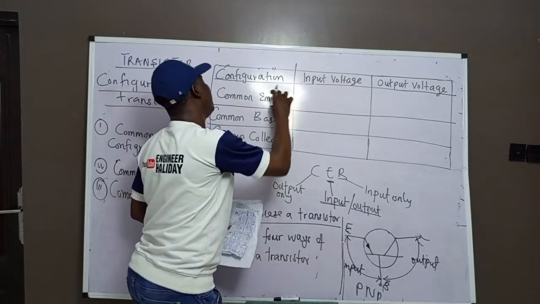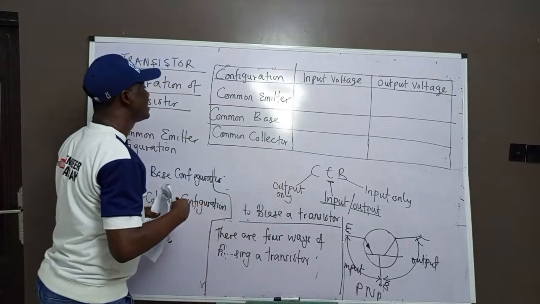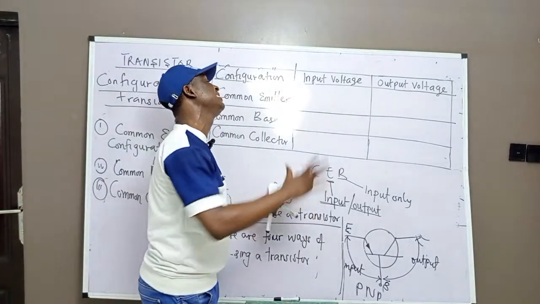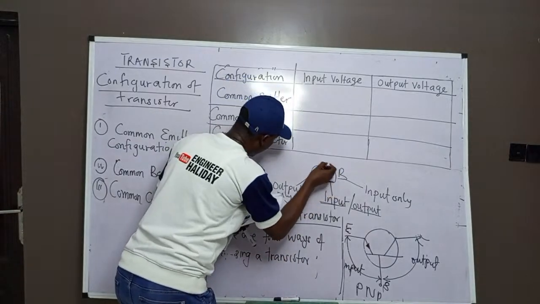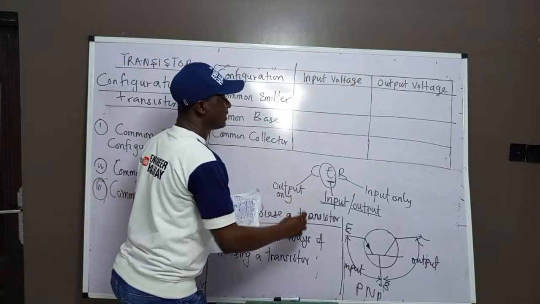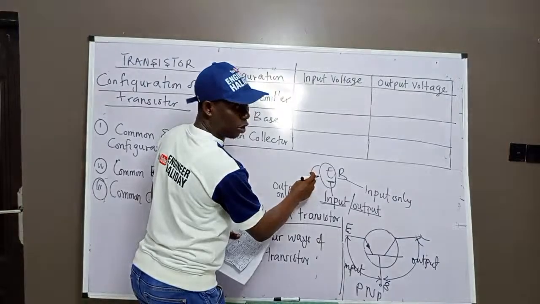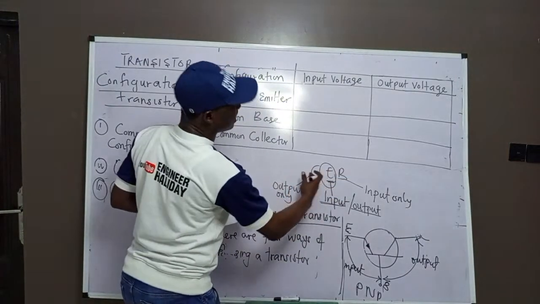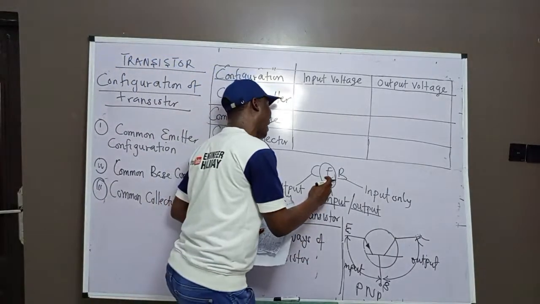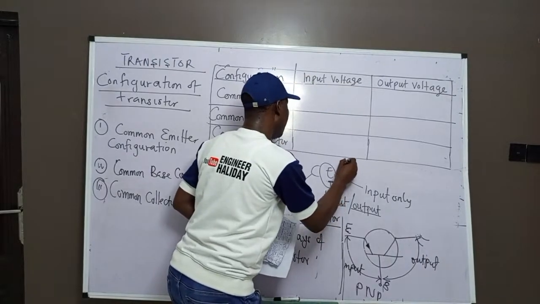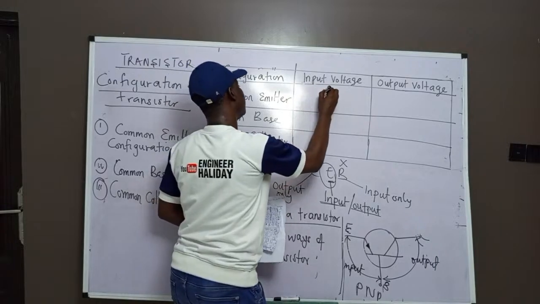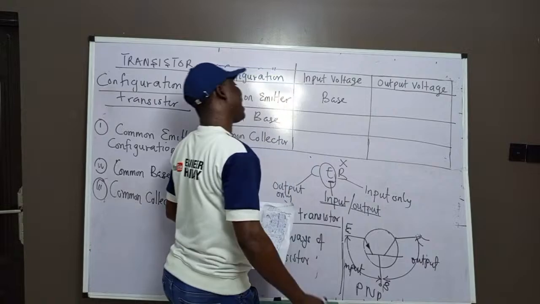Now, when we say common emitter, it means the emitter is common to both the input and the output; it is fixed. So I fixed this one now. The emitter is fixed. Let me use that local language. If I fix the emitter, what is remaining for us, class? Collector and base. Out of these two, which one can play the role of input? The base. Which one will play the output? The collector.